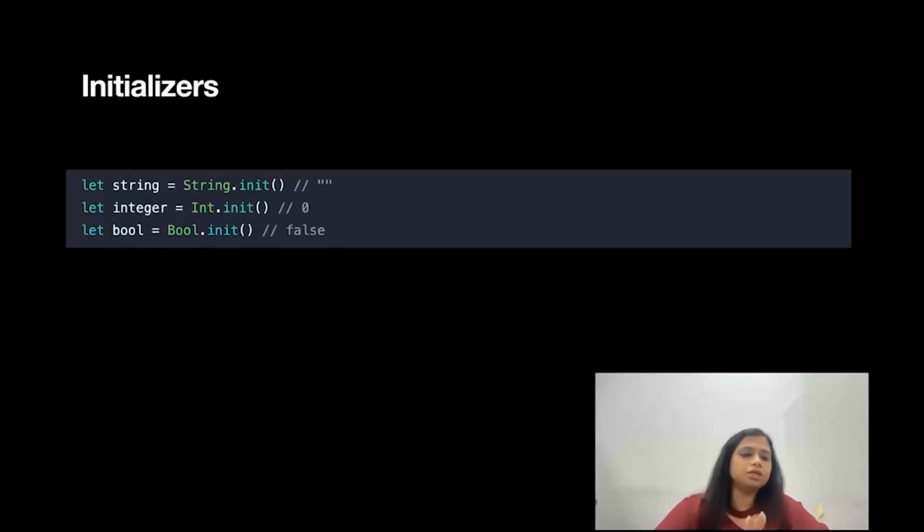Now initializers. What are initializers? Initializers give the value of a particular variable or a constant. In this case, an example has been given. String, int and bool are all predefined data types. These also have an init function, which is an initializer function, in their definition. For string, the init function will contain the default value that a string data type will have, and that default value is an empty string. For int also, the default value is 0, and for boolean the default value is false.